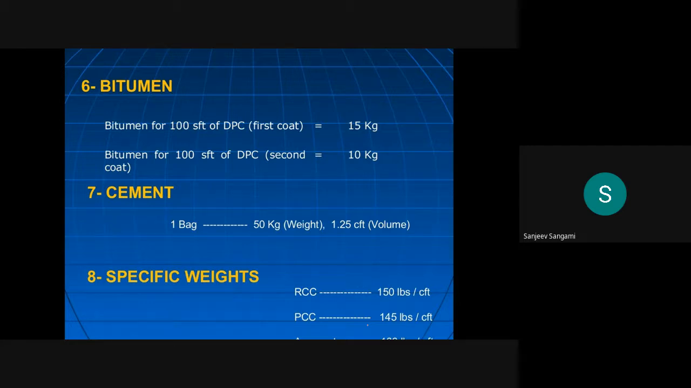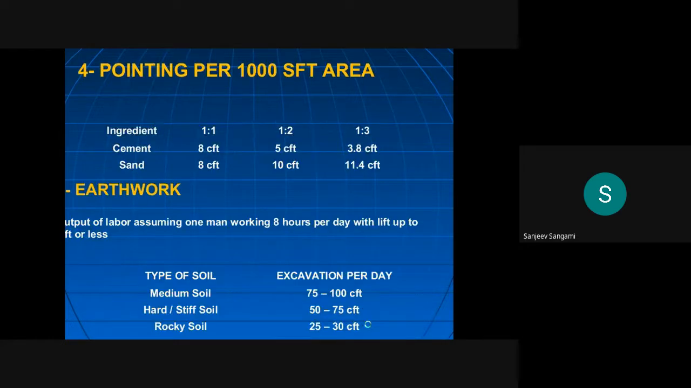I already said that a 10% deviation will always be there. Assume 1:1 ratio, sometimes it will come 7.5, 7.8, but these are all based on the mix design. Whenever you are doing the mix design, these are definitely going to help.